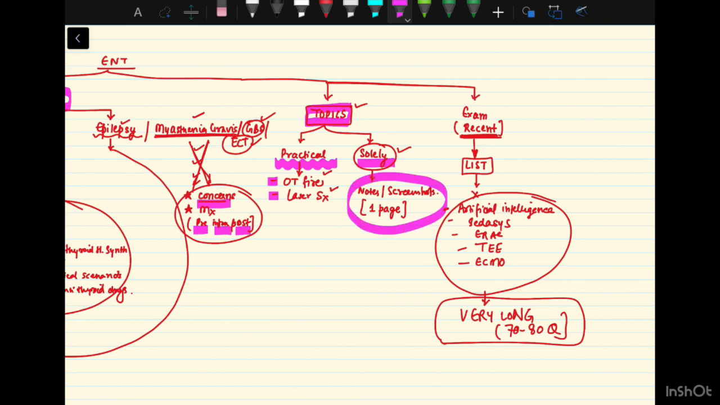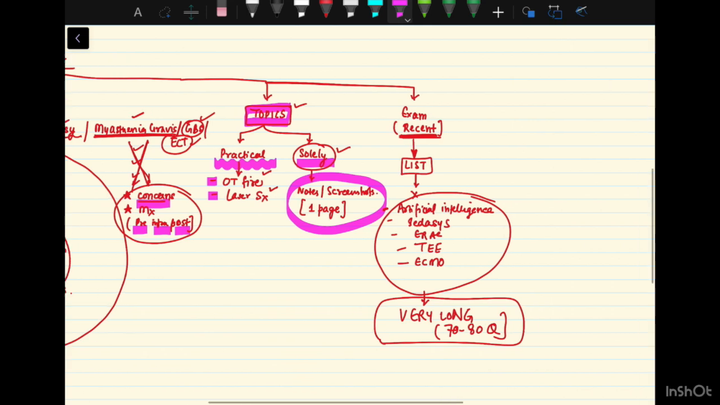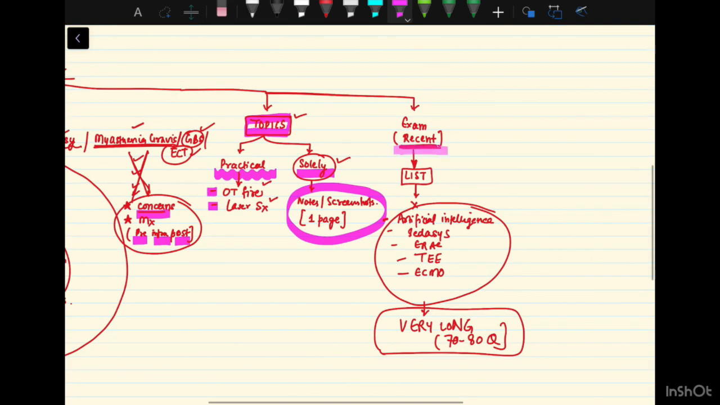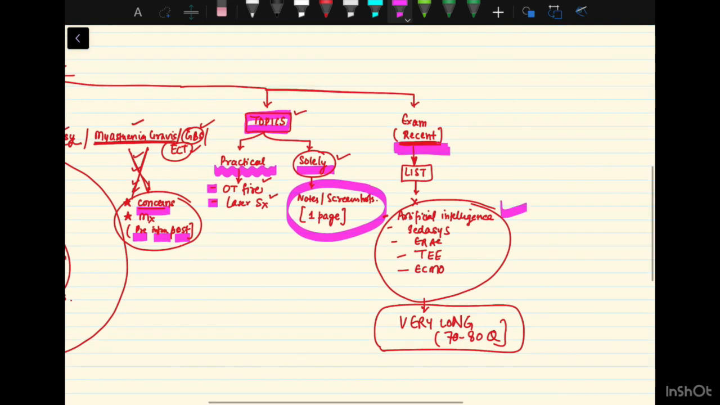For those, you just have to write from wherever you have read it, and a single reading will suffice, because they have very little chance of getting repeated. And the third thing, the recent exam questions, you have to do at the end.